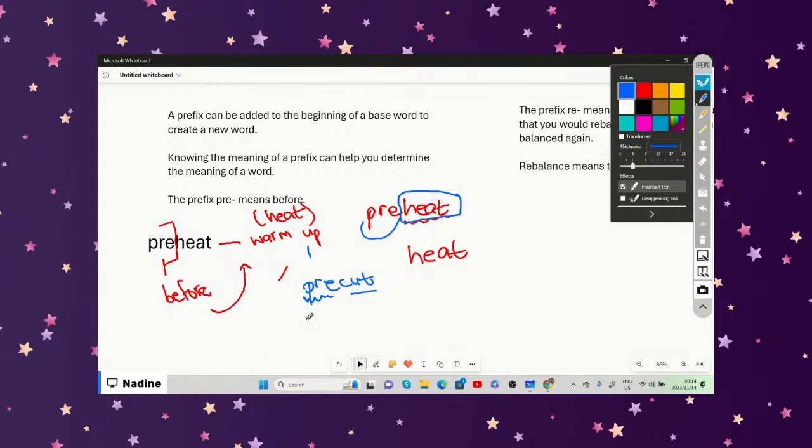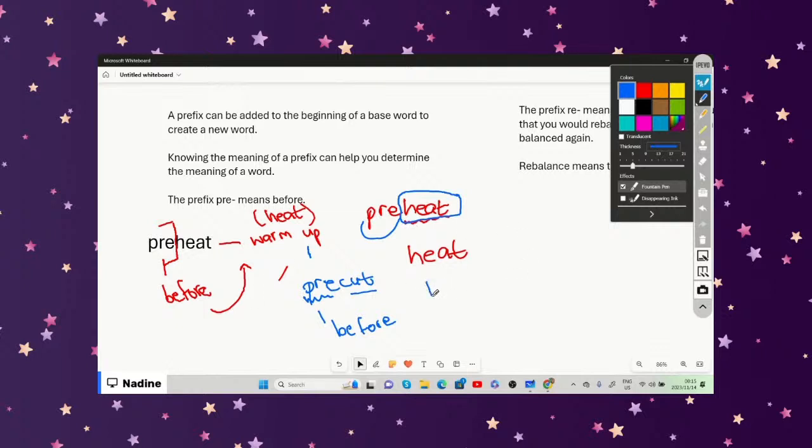So we have pre-cut. We say pre is before, and cut is basically just to snip something, right? You're snipping, cutting. So basically, pre-cut is before snipping.